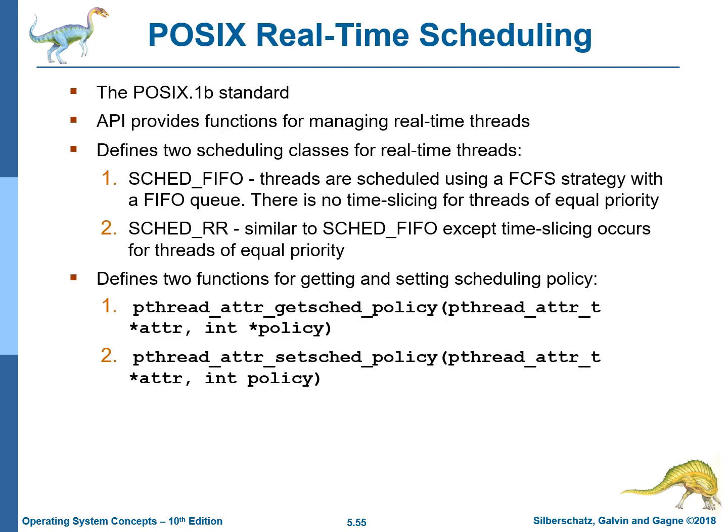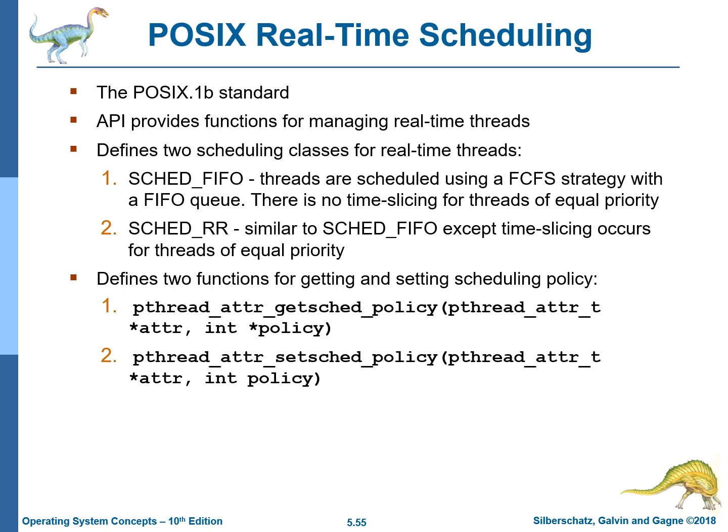POSIX real-time scheduling. The API provides functions for managing real-time threads. It defines two scheduling classes for real-time threads. SCHED_FIFO: threads are scheduled using a first-come, first-served strategy with a first-in, first-out queue. There is no time slicing for threads of equal priority.